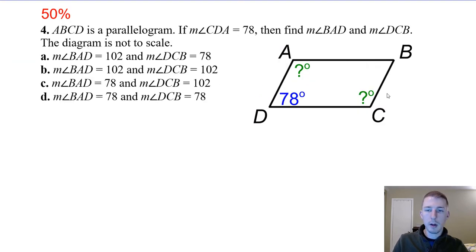Number 4, we have a parallelogram again. If CDA, so angle CDA, that's going to be this one right here. Another shortcut is you can read the vertex in the middle. That's going to be the angle that we're talking about.